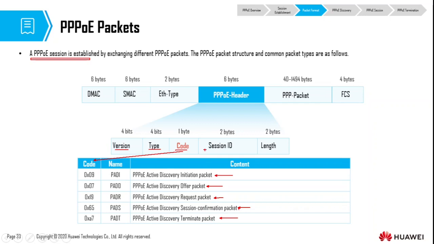Okay, the other fields on the PPPoE header include the session ID. The session ID is actually important because it indicates the PPPoE session. And for PPPoE to be deemed established, the client must receive the session ID from the PPPoE server. And of course, lastly here we have the length, which specifies the length of the PPPoE packet.